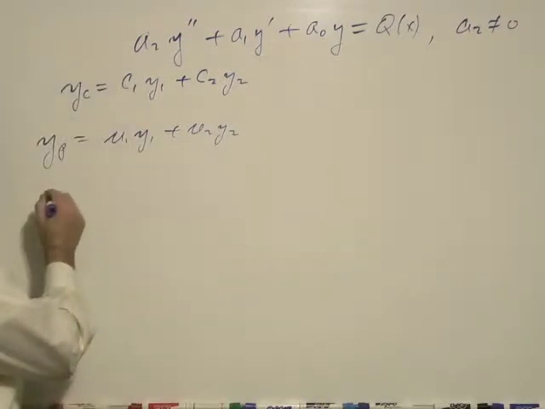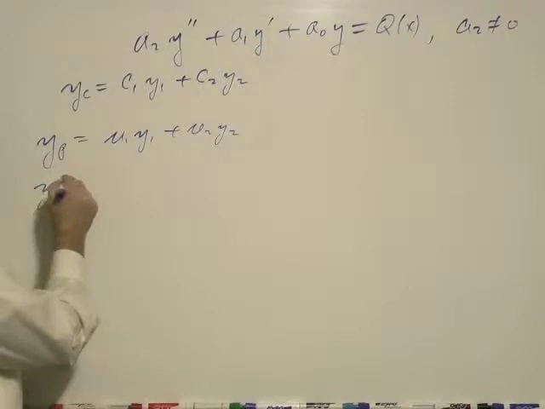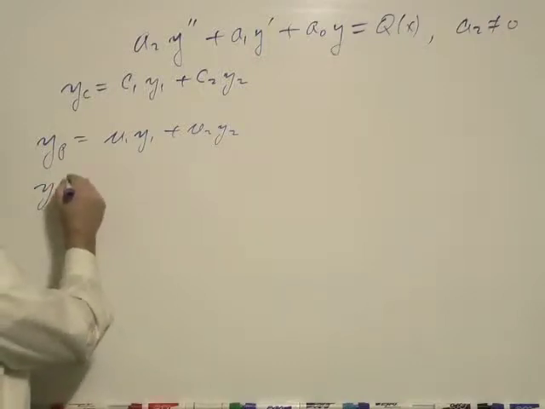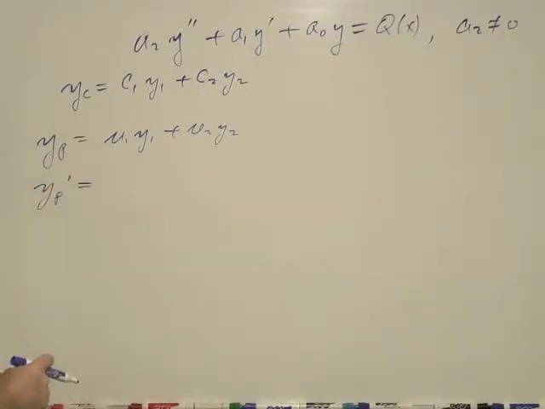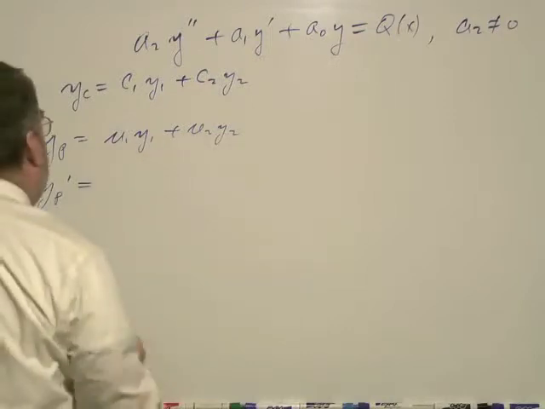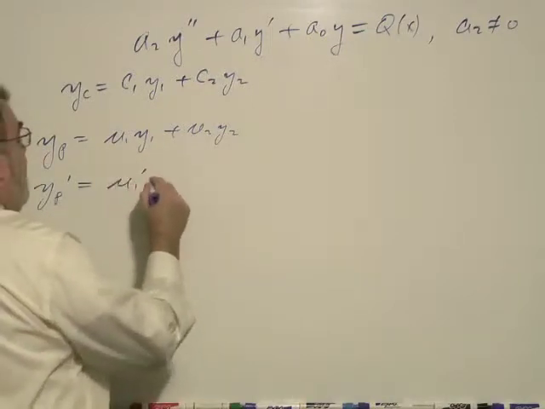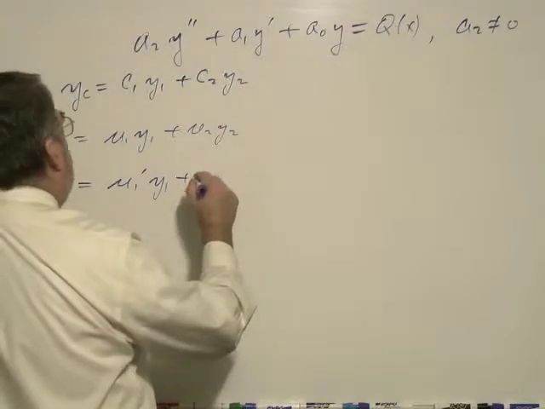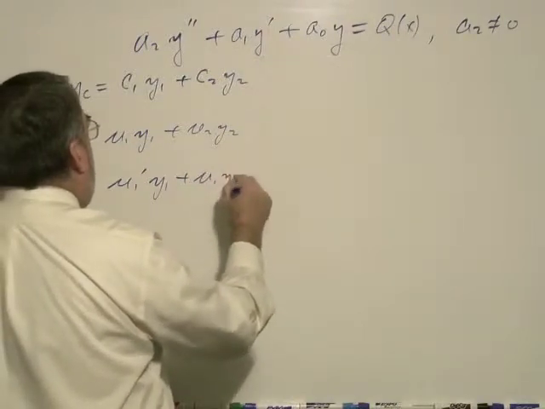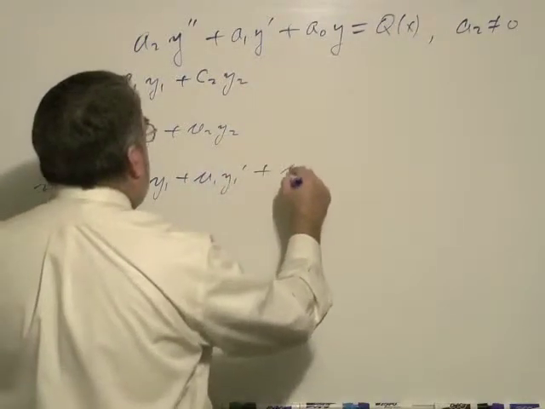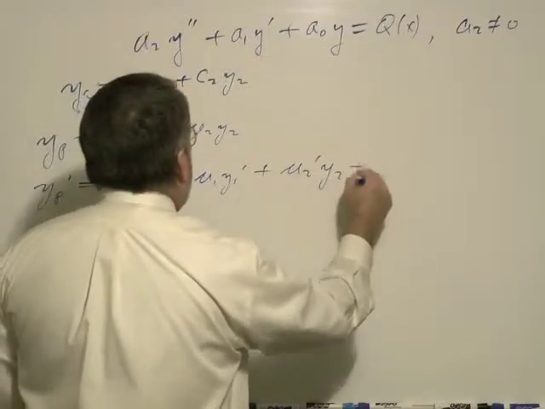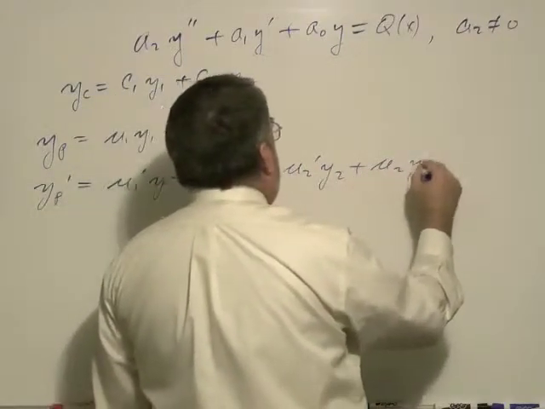Well, our first chore is to take the derivative of y particular, and I've got product rules here. So it's going to be u1 prime y1 plus u1 y1 prime plus u2 prime y2 plus u2 y2 prime.